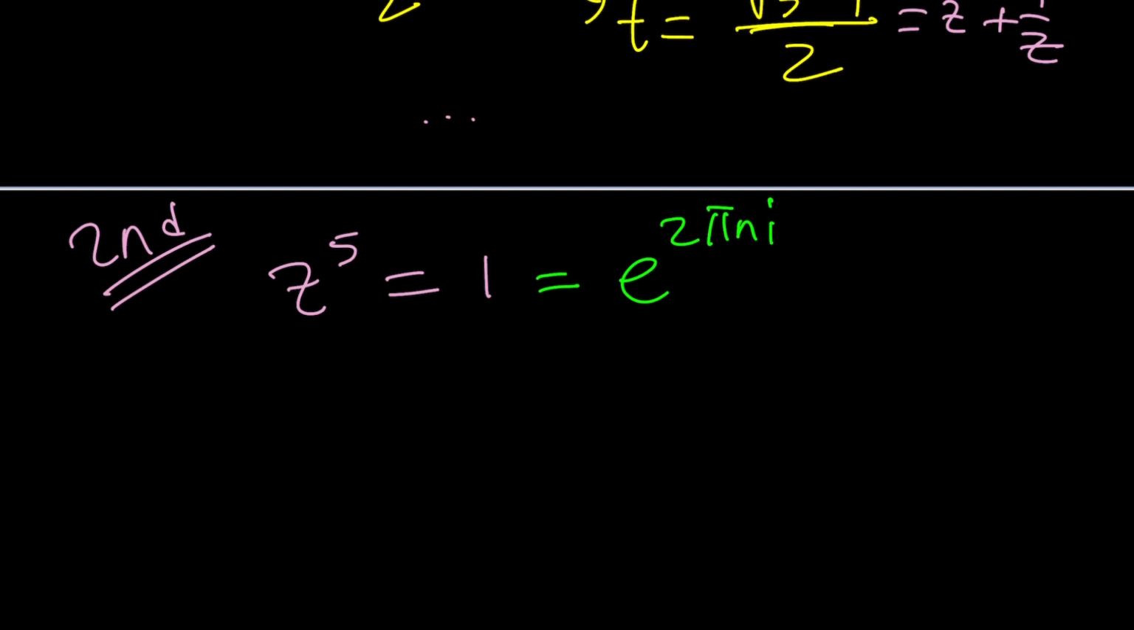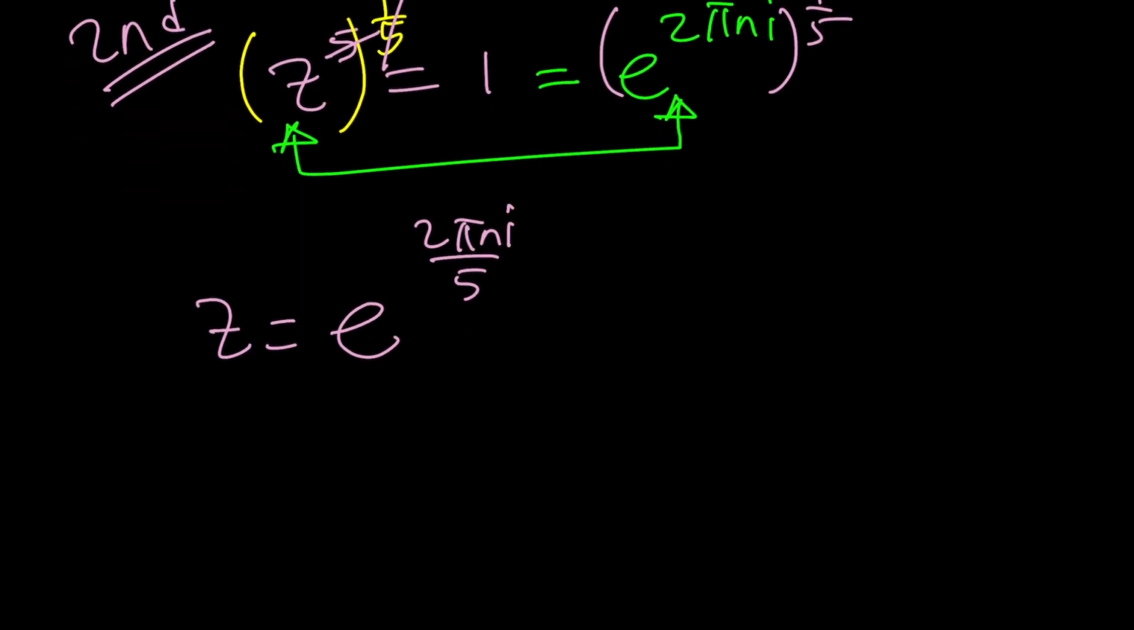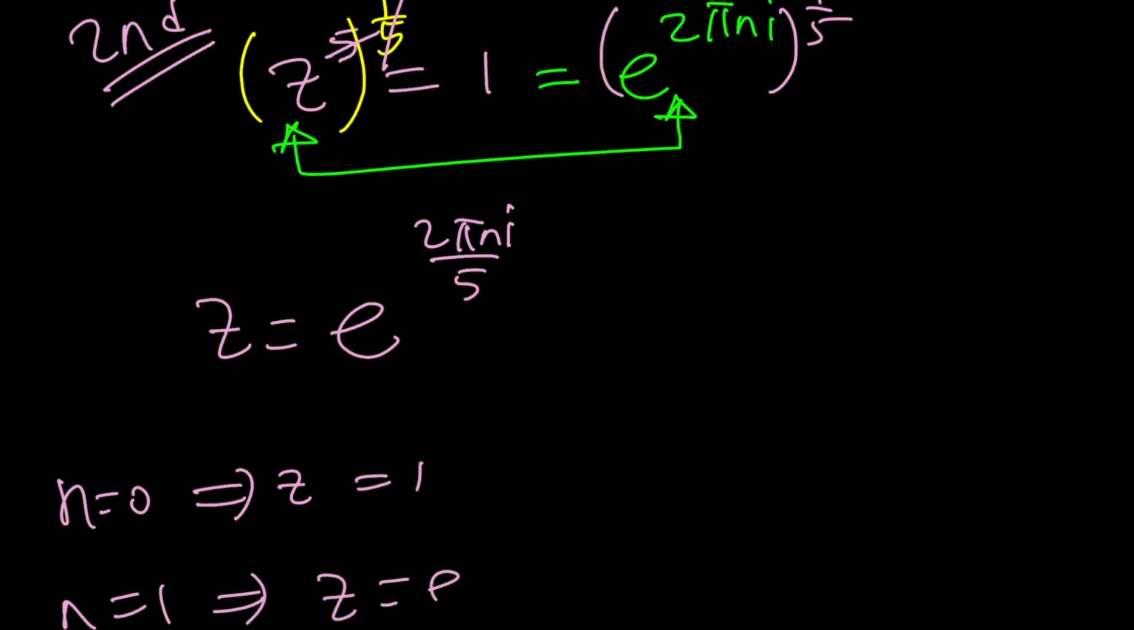All right? So now we are left with this type of equation where we can raise both sides to the power 1 over 5. And that would give us something nice. Take a look. These two will cancel out. z will be e to the power 2 pi n i over 5. So, okay, you're like, what is so special about it? n equals 0 will give you z equals 1. Okay, fine. But what about n equals 1? It's going to give you z equals e to the power 2 pi i over 5.